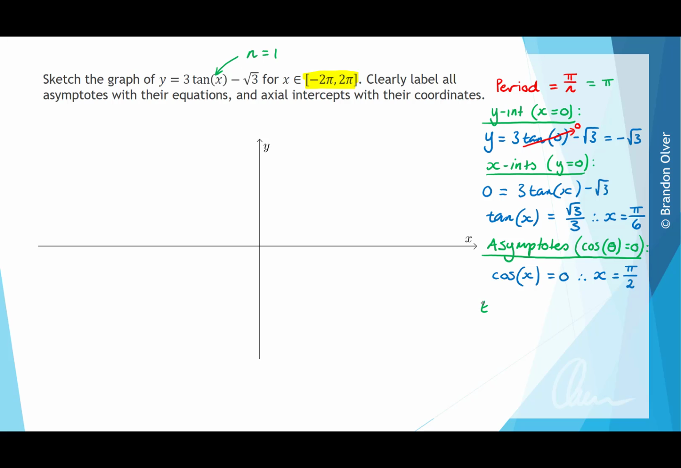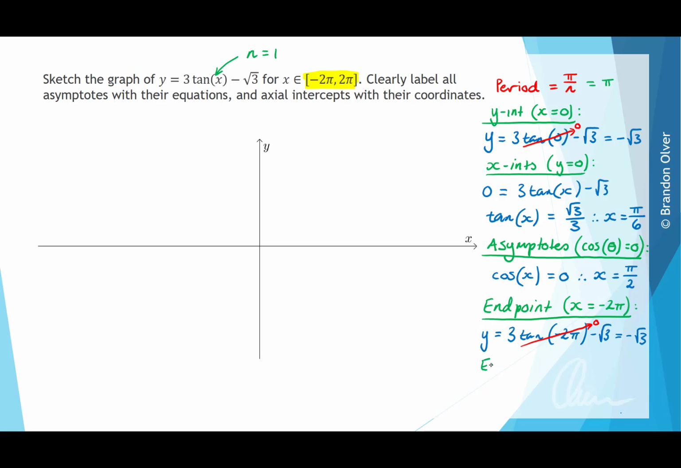Finally, we'll also need to know the coordinates of the endpoints. The first one we'll do is x is equal to minus 2 pi. So that will give us y is equal to 3 times tan of negative 2 pi minus root 3. However, tan of negative 2 pi you should know is 0. Therefore, this is equal to negative root 3 as the y value of that endpoint.